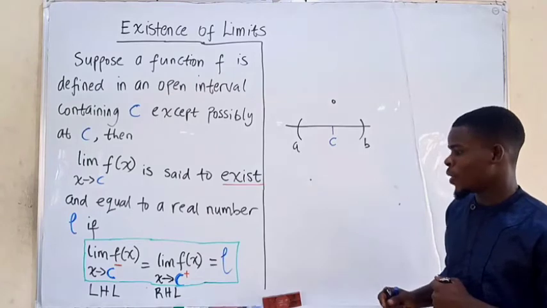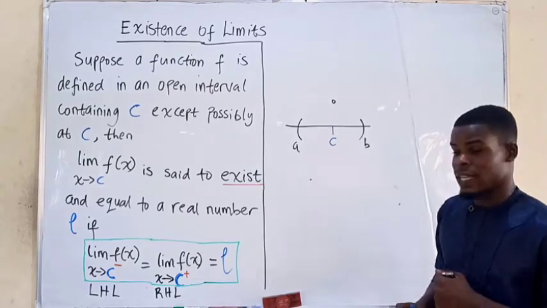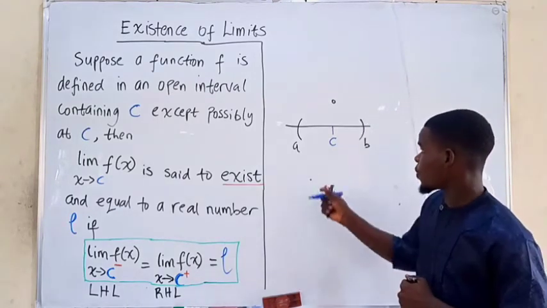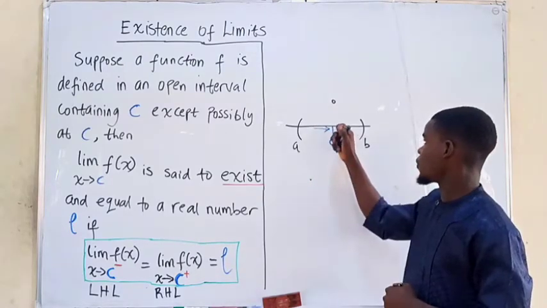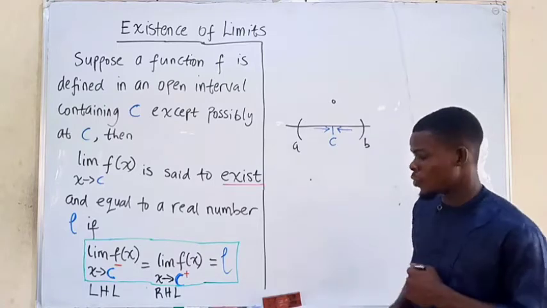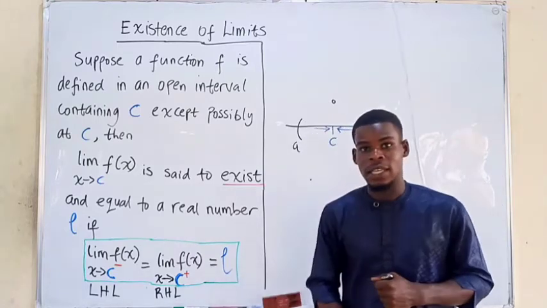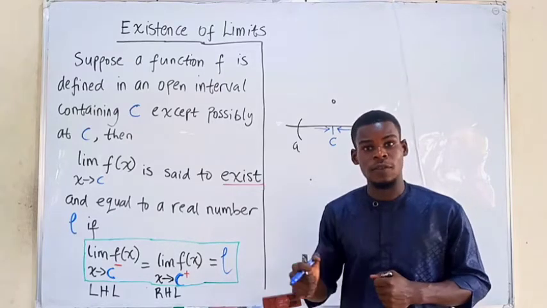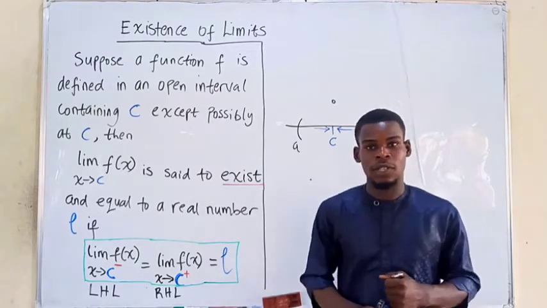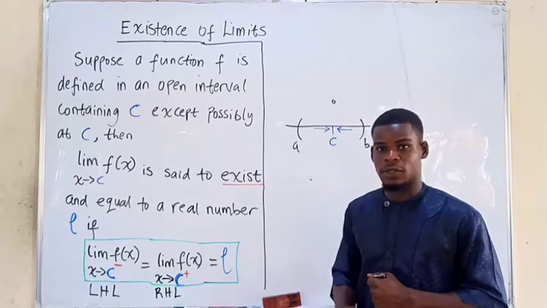Good. Now, we are saying that the limit of this function exists if, as we approach C from the left, the result of the limit is the same as when we approach C from the right. And the common value we get is the real number L. Great. Now, I will not just leave it here. I'm going to give you examples so that we apply the definition accordingly. All right, let's get into it.